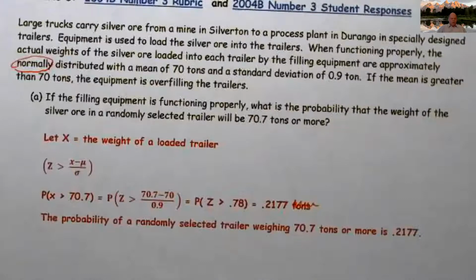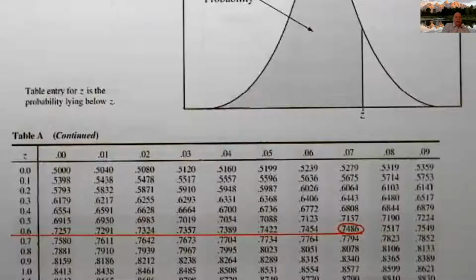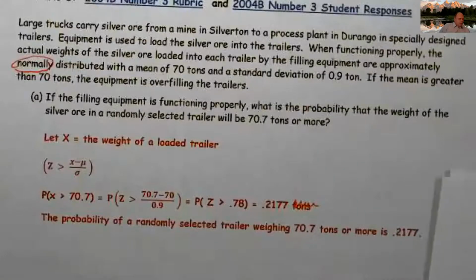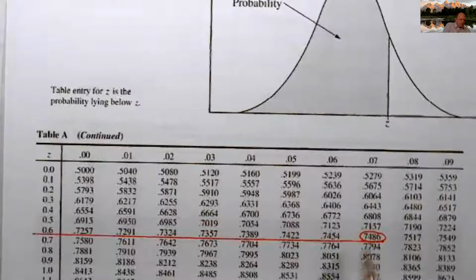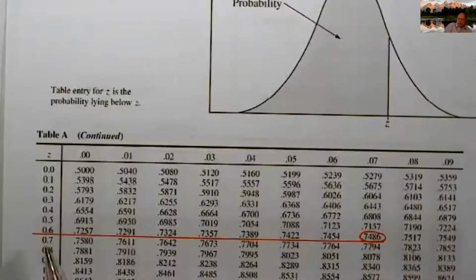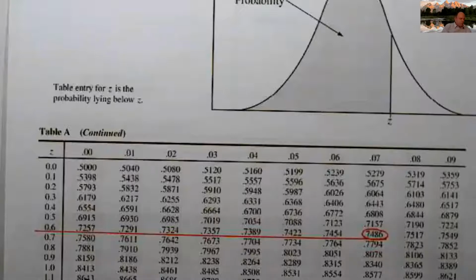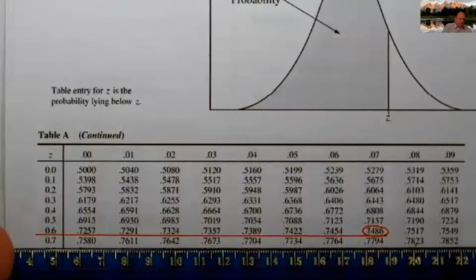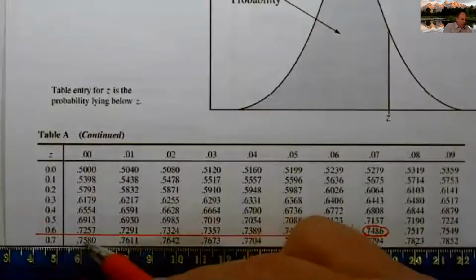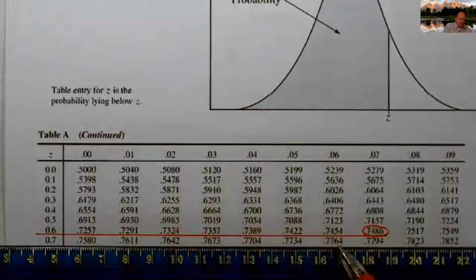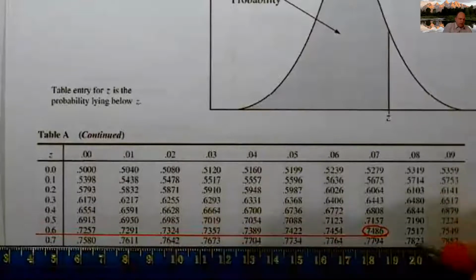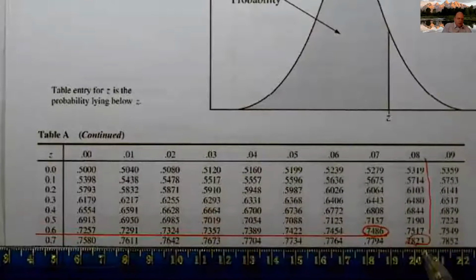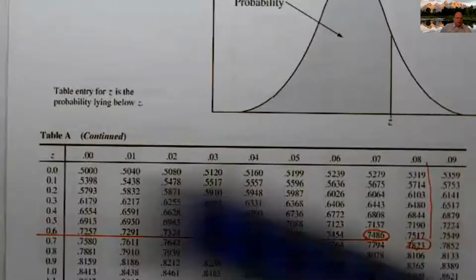You're like, well, Mr. Spencer, where did you get that? Well, that's a good question. I got it off the table, I know that, but we're looking at a z-score of 0.78. And so I come across at 0.78. Here's 0.78 as my z-score. And so this gives me a probability of 0.7823.